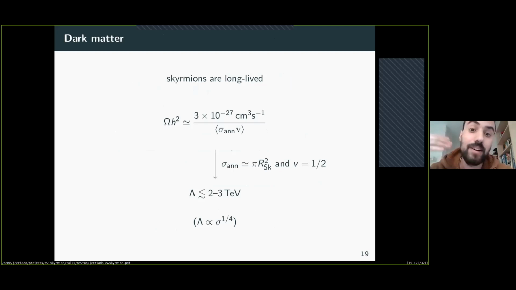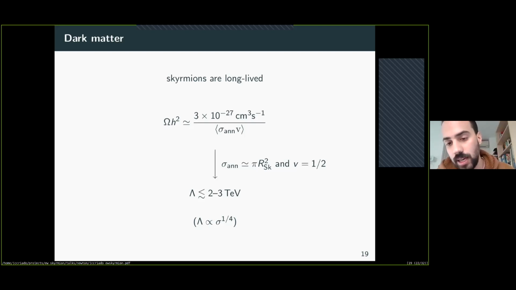As I said, the decay of skyrmions is exponentially suppressed. So we expect that they are very long-lived. And this means that they could be viable dark matter candidates. So we did this exercise of computing the value of the cutoff scale that would reproduce the correct relic abundance of dark matter if all of the dark matter was made of skyrmions. We took the annihilation cross-section.